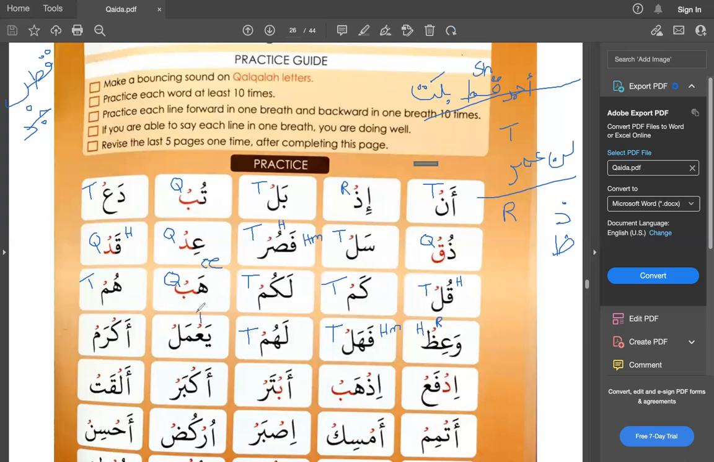Ain is a throat letter, so it should be very clearly from your throat. Yamal. For fatha, open your jaws, attach with lam, and lam will get sifa of tawassut because Lin Umar are the letters. Whenever these are with sukoon, they get sifa of tawassut, and tawassut is a medium flow of sound. Ya'mal. This sound is tawassut.